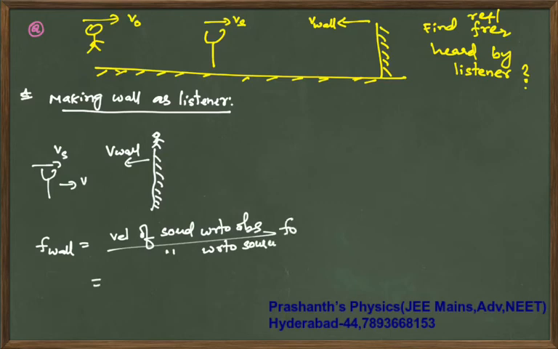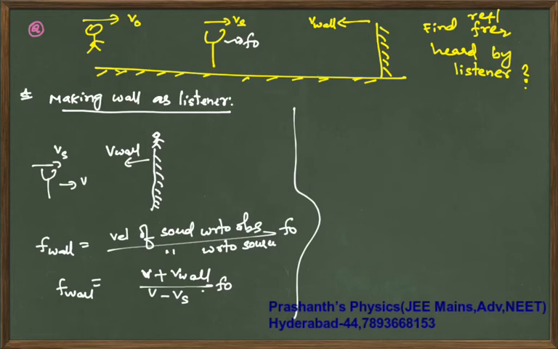So whatever initial frequency, assume that it is producing some frequency of f naught. It is given in the question, let us say. So now what will happen is, velocity of sound with respect to observer, wall is the observer, they are in opposite direction, so it is v plus v wall whole divided by velocity of sound with respect to source, v minus vs into f naught. Now what are you supposed to do? We are supposed to make wall as the source.